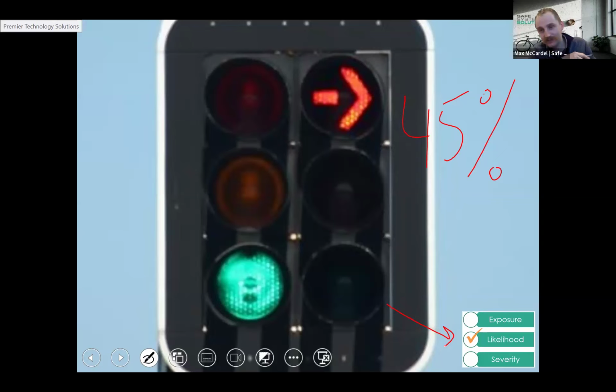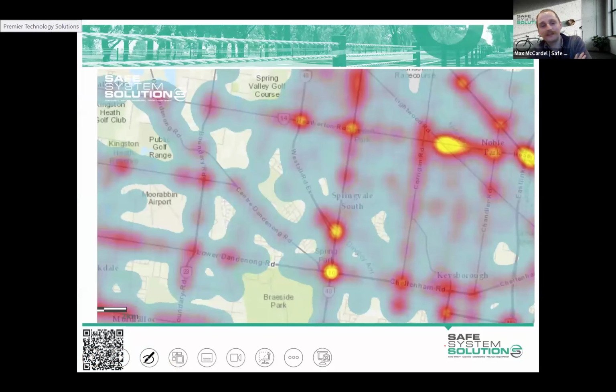In fact, just as a demonstration of this, this is a heat map of fatal and serious injuries that have occurred kind of in the southeast of Melbourne, near to where I live, coincidentally. And the heat map, the brighter the dot is just indicative of where we're seeing clusters of crashes.